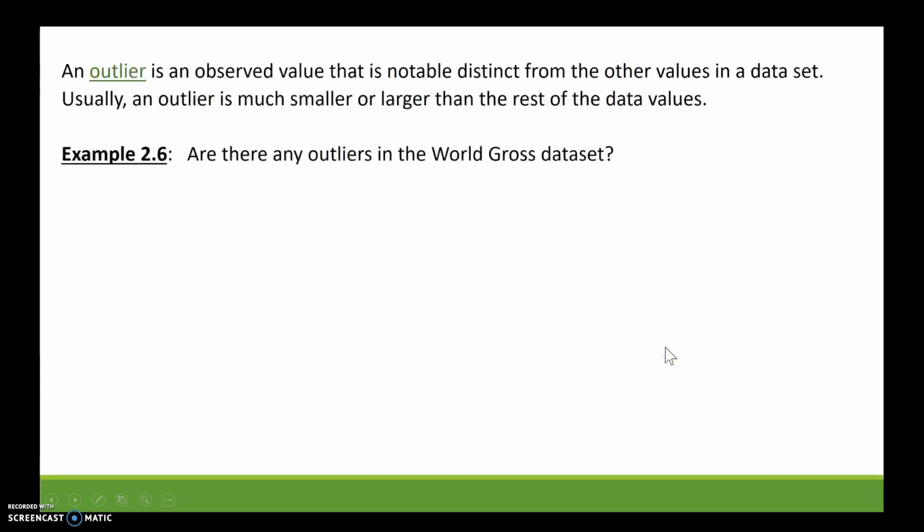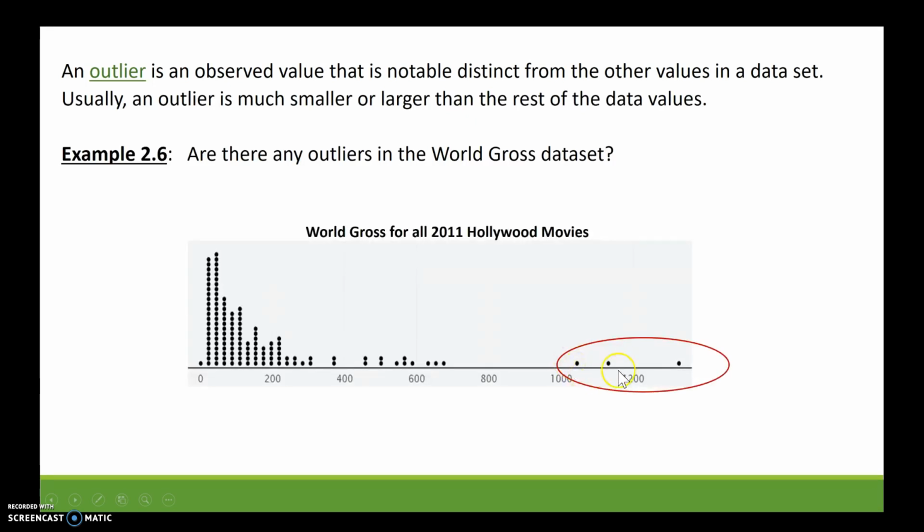An outlier is an observed data value that is notably distinct from the other values. In other words, if all of our values are really close together, are there any that stand apart from the other ones? If we look again at the world gross for the 2011 Hollywood movies, notice that these three data points stand apart from the other ones. So these three are what we would consider to be outliers. It just so happens this movie up here was Harry Potter and the Deathly Hallows Part 2. This one was one of the Transformers movies. And this movie right here was Pirates of the Caribbean: On Stranger Tides. All three of these were blockbusters. They earned so much money that they were far away from these other data points. And so again, we would call these outliers.